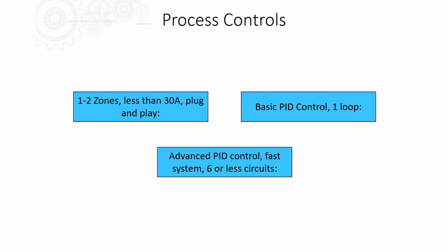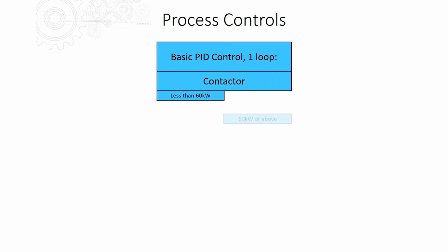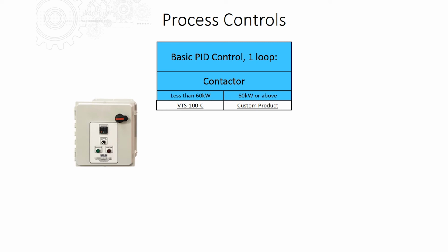If you require basic PID control and have a single loop, we can start looking into our contactor panels. If it's less than 60 kW, we can use our base code of VTS-100-C. If it's 60 kW or above, we would need to consult engineering for a custom product.